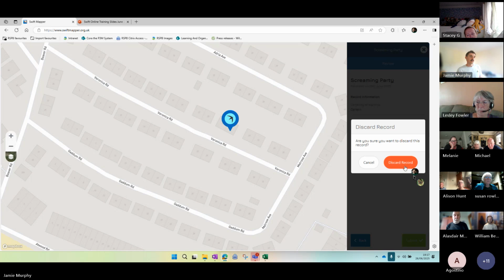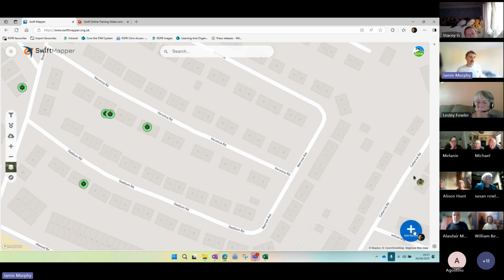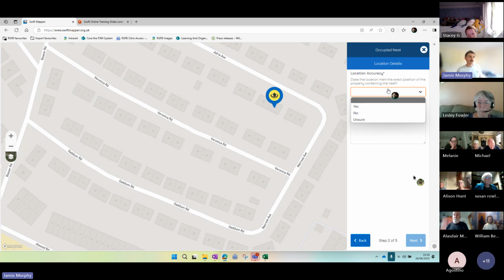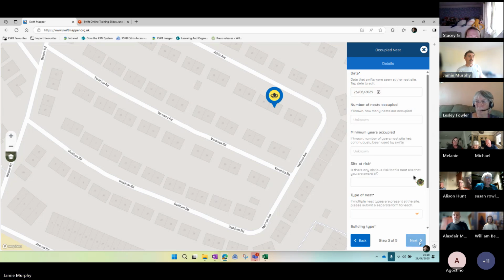Very quick, very easy. So let's say it's a nesting Swift. We'll choose occupied nest instead and click on the building, and it will ask you how accurate that is. So if it is on the house exactly, you can say yes. If it's not on the house exactly, you can say no. And if you're not sure, say unsure. But let's say it is exactly there. It then asks you a few questions. So this is what was on the previous slide. How many nests? Let's say it's 1. If it's the first time you've seen it, you can say 0, 1 year's occupied.